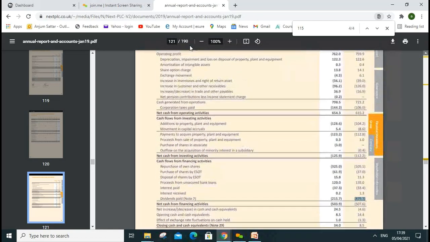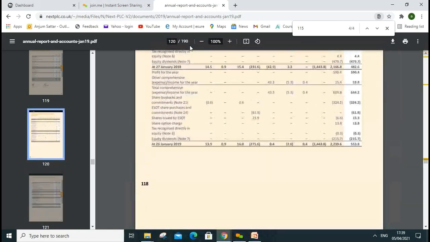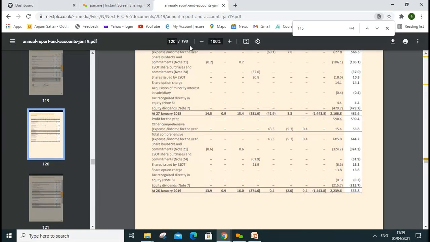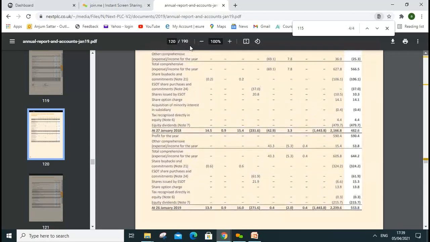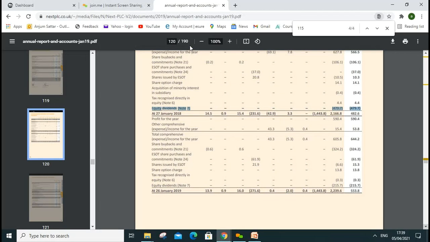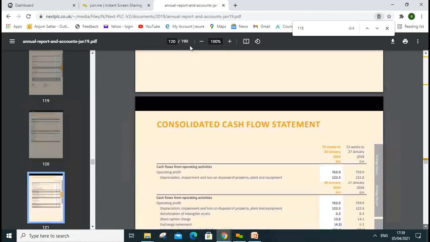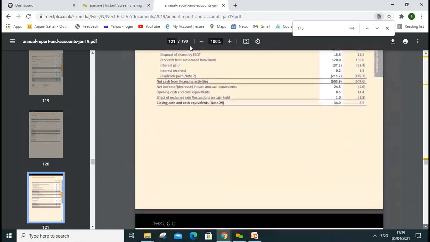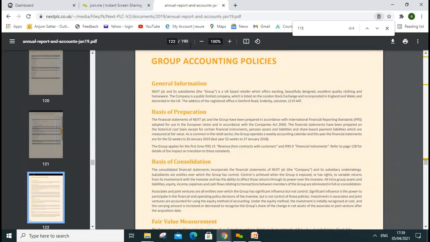If you want to go back, you can look in the statement of changes in equity as well, which shows it. Okay, so there is all the explanation. Dividend note 7 you will see here, which explains how much. You can see the per share dividend as well, how much they paid. So there will be a separate note for dividend.